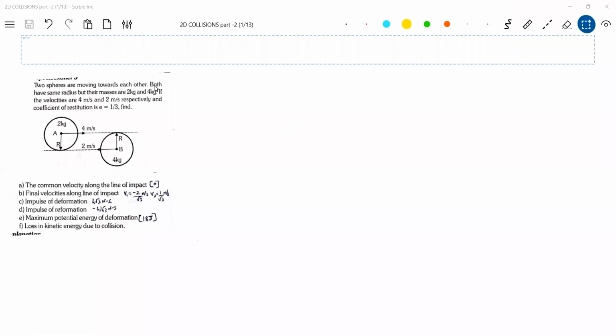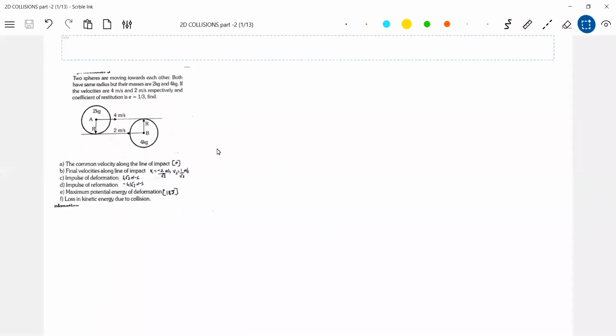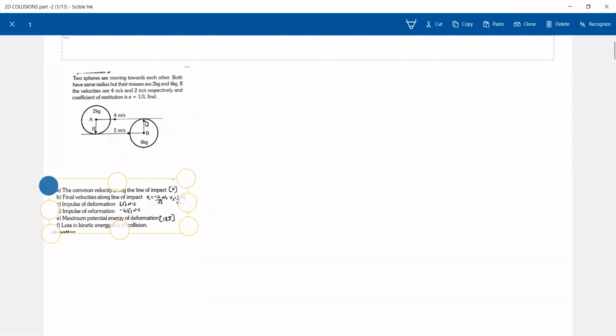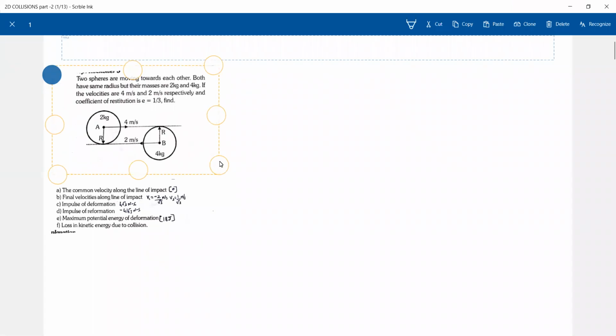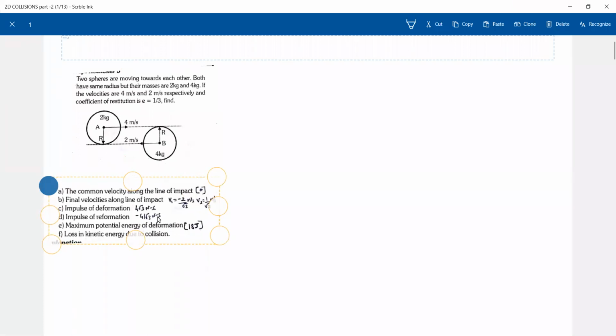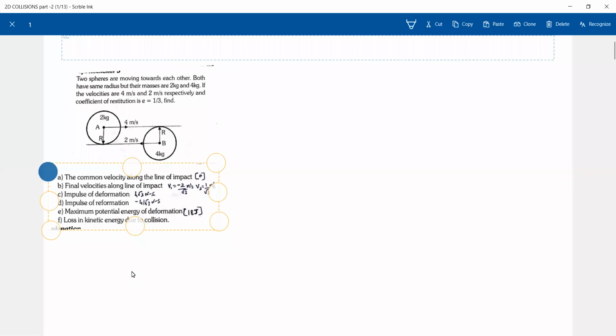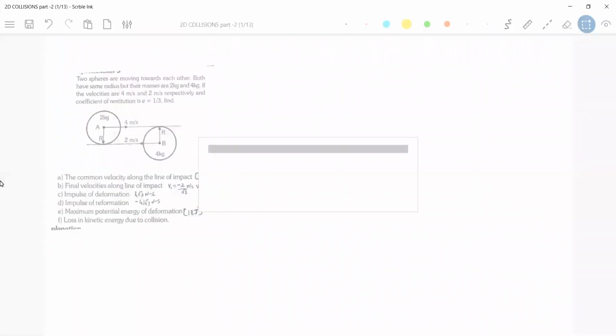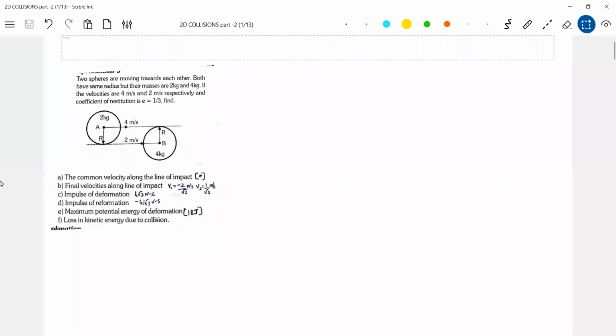Now read the question. I'll magnify it, it is a little bit very small. Read the question. Two spheres are moving towards each other.